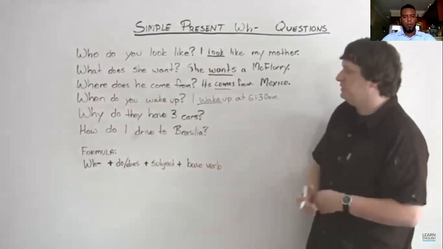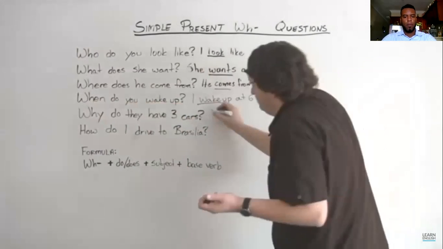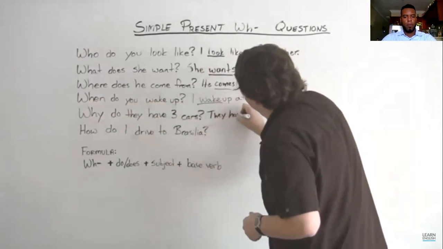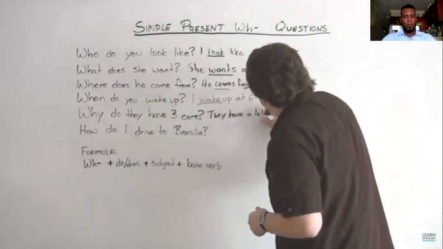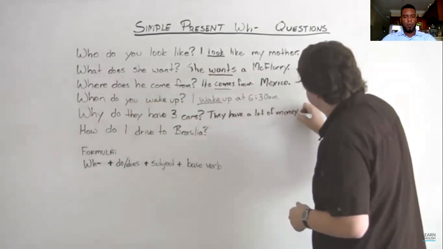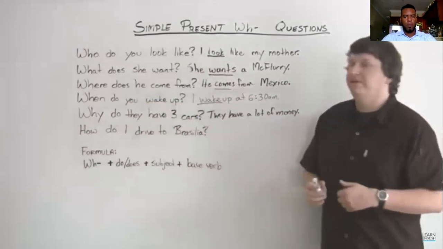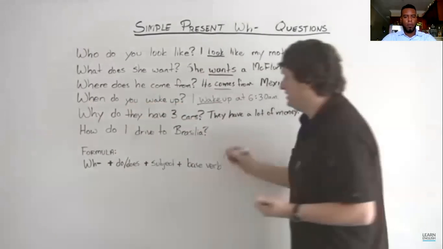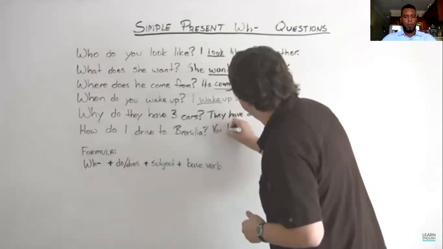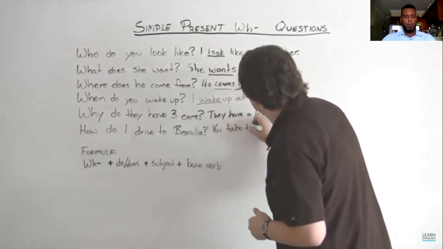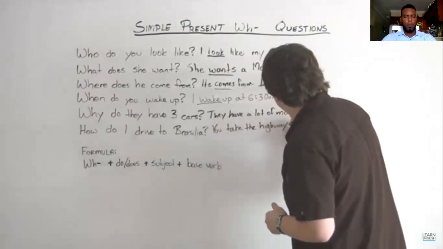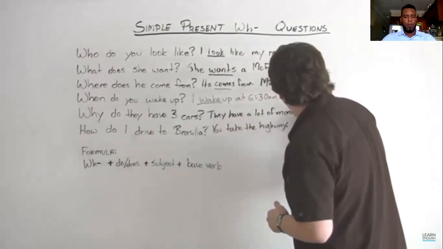Why do they have 3 cars? Maybe they have a lot of money. Okay, how do I drive to Brasilia? Take the highway. You take the highway.